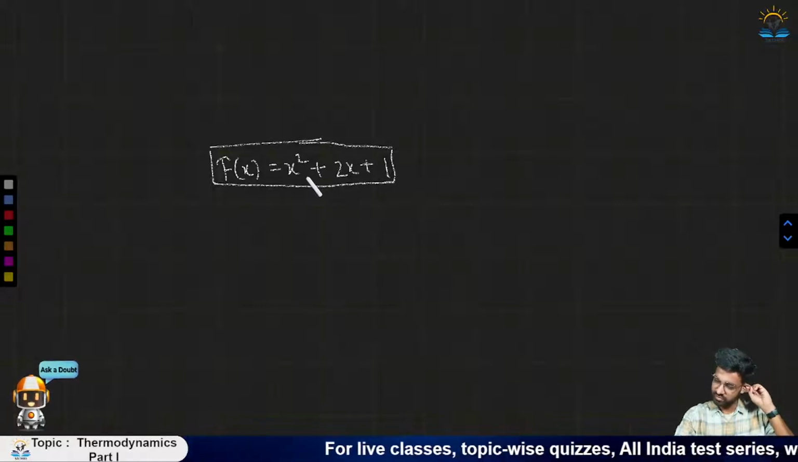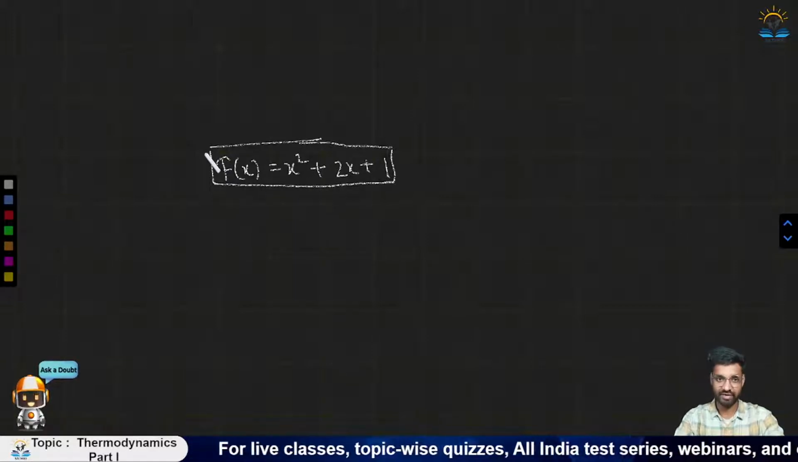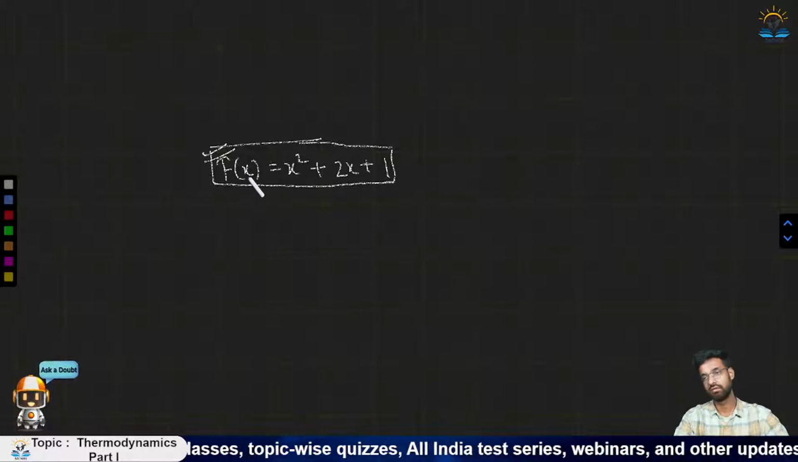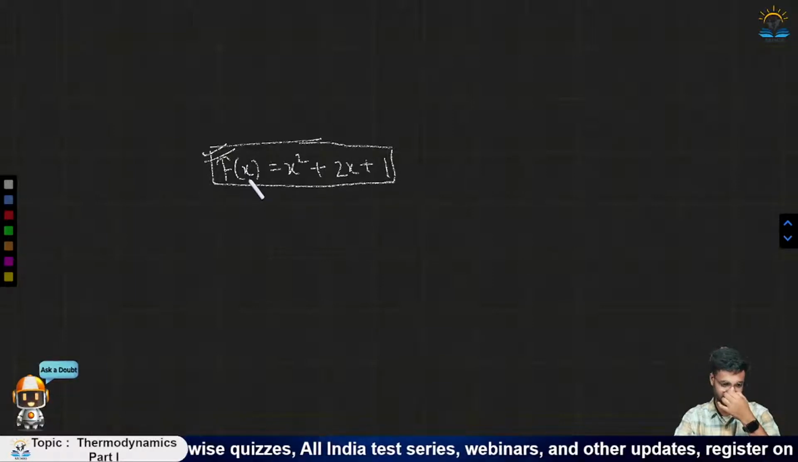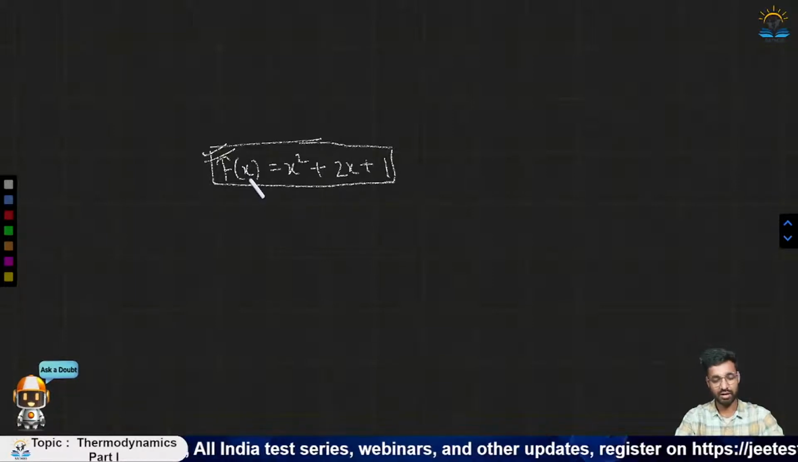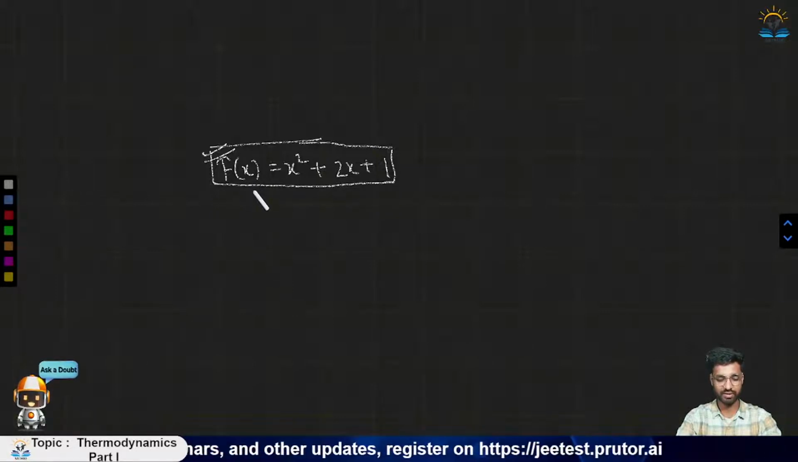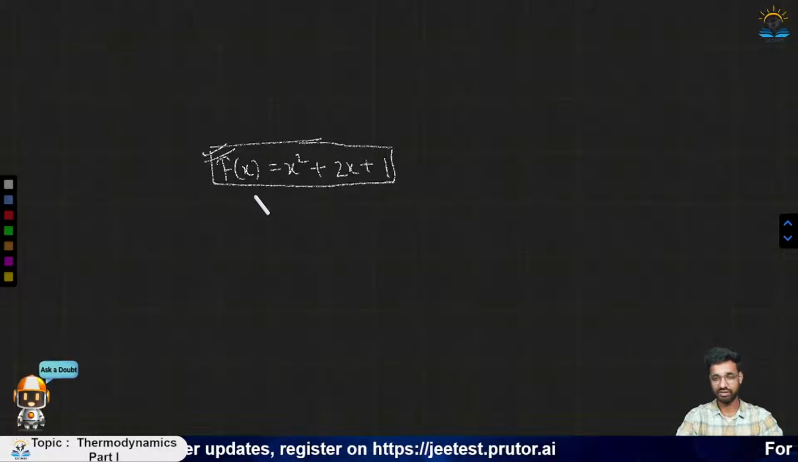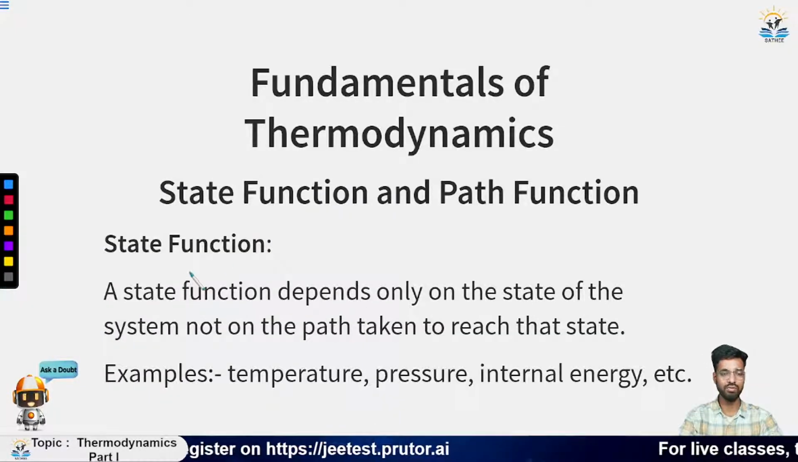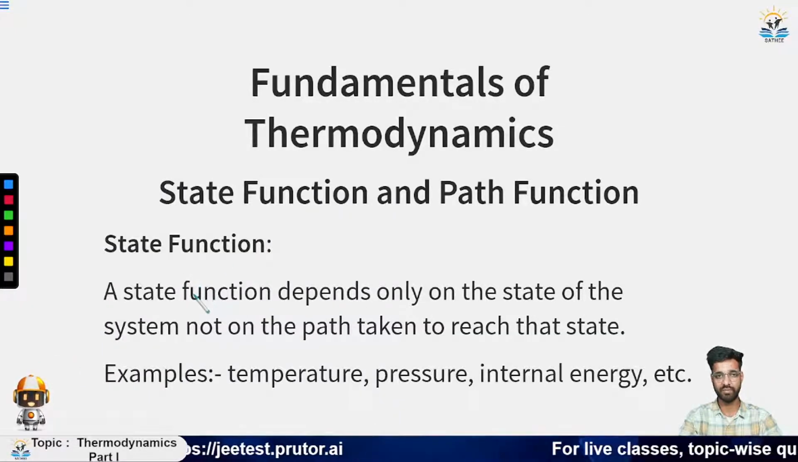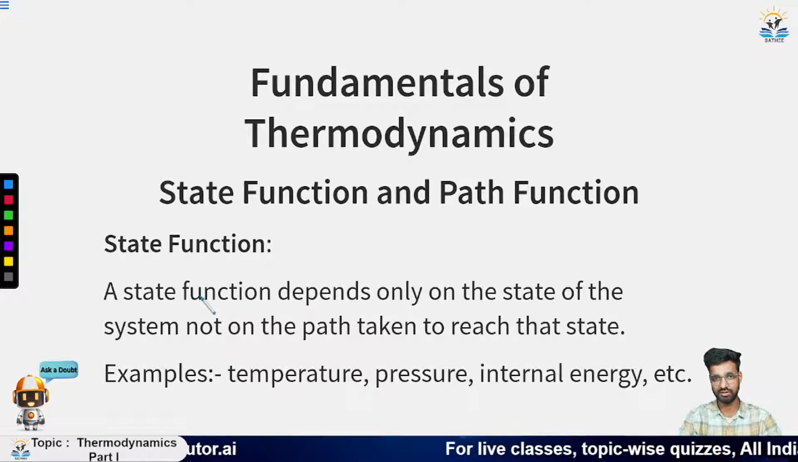Now what do you mean by this? This is the basic definition of a function in maths. Why am I telling this in this way? Because many times in exams you are not given the actual function value, but you are given a mathematical equation that defines that function. Now a function can be of two types: a state function or a path function.